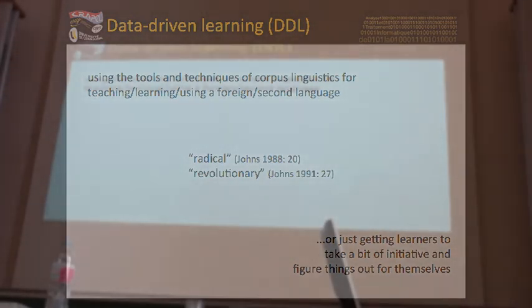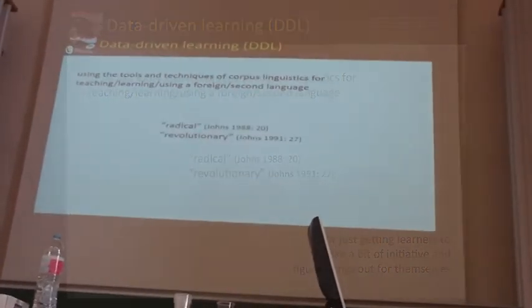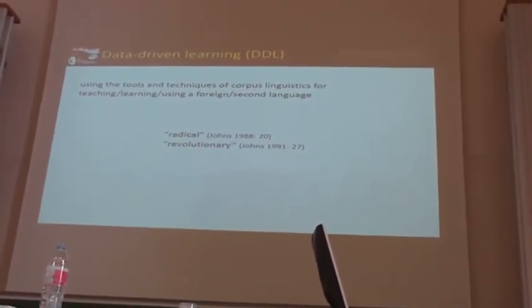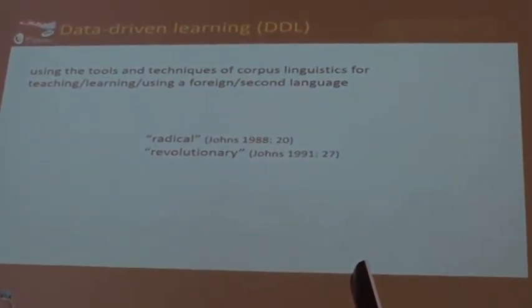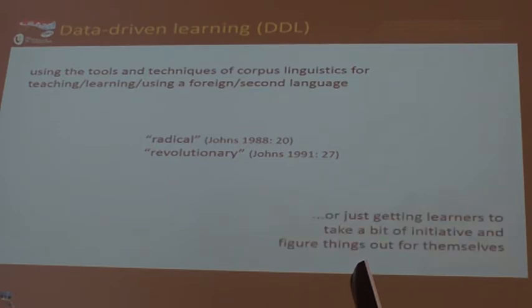Okay? The term data-driven learning comes from Tim Johns, who coined it first in 1990, and he called this approach radical and revolutionary, which it can be. And corpus linguistics is not necessarily something which is very intuitive to everybody the first time you come across it. But really, when we get learners looking at corpus data, what we want them to do is to take a bit of initiative to work things out for themselves by looking at language and seeing how it works, which is not a million miles away from what most of us are trying to do anyway in language teaching.